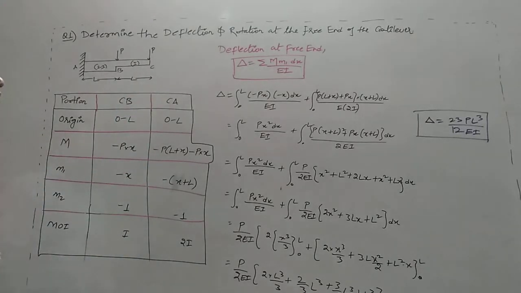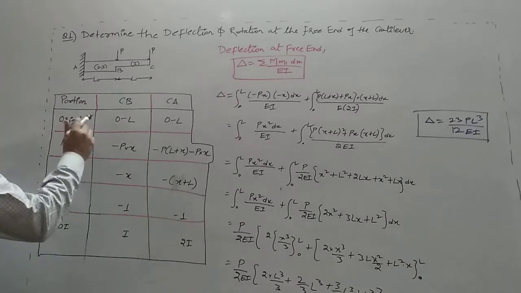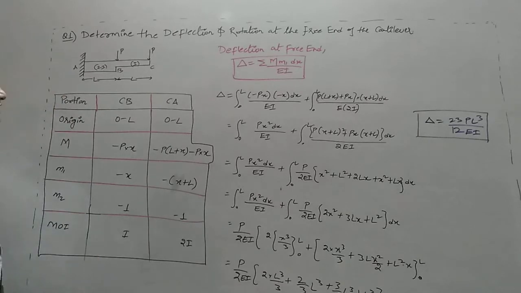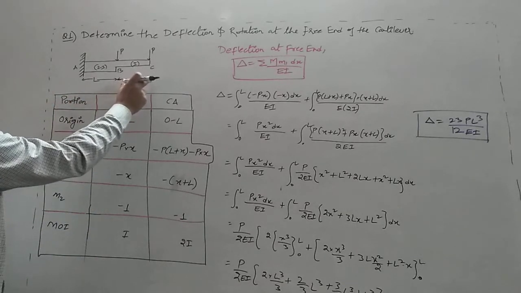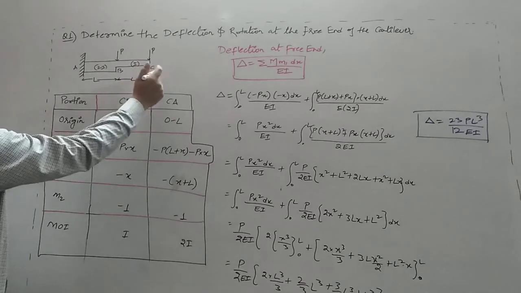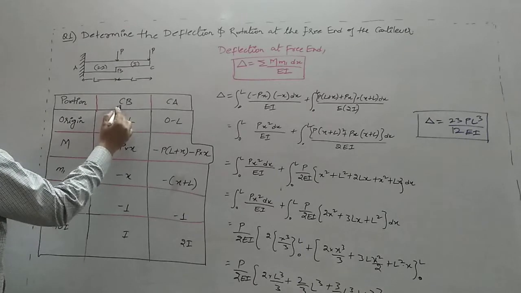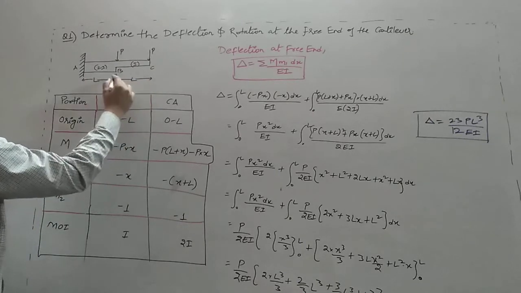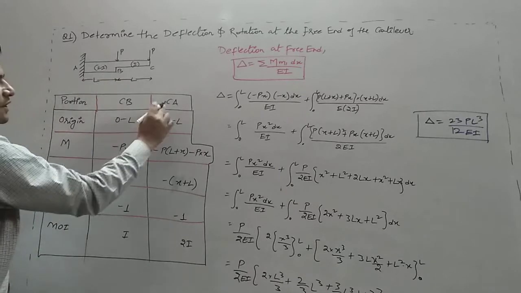Okay, so what we need to do, we draw one table. In this table we have one description as portion. Portion means we have two members here. If I am considering my origin as C for this segment, one portion is CB here and another portion is BA here.